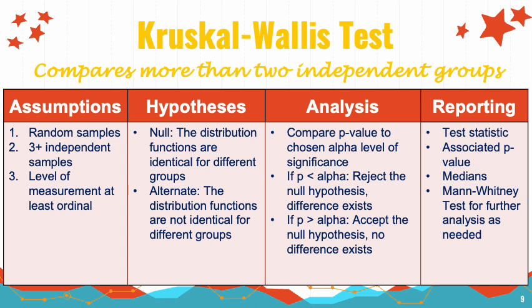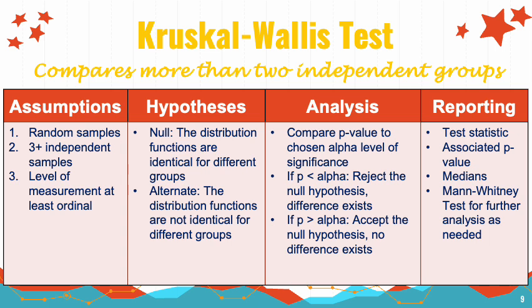So we won't know the relationship between any individual 2 of our 3 or more groups until we also run the Mann Whitney test, which is the test for 2 independent groups, and we run that on each set of groups. So in my example of ER, ICU, and OR, we do a Mann Whitney for ER and ICU, a Mann Whitney for ER and OR, and a Mann Whitney for ICU and OR to get a more comprehensive amount of data.